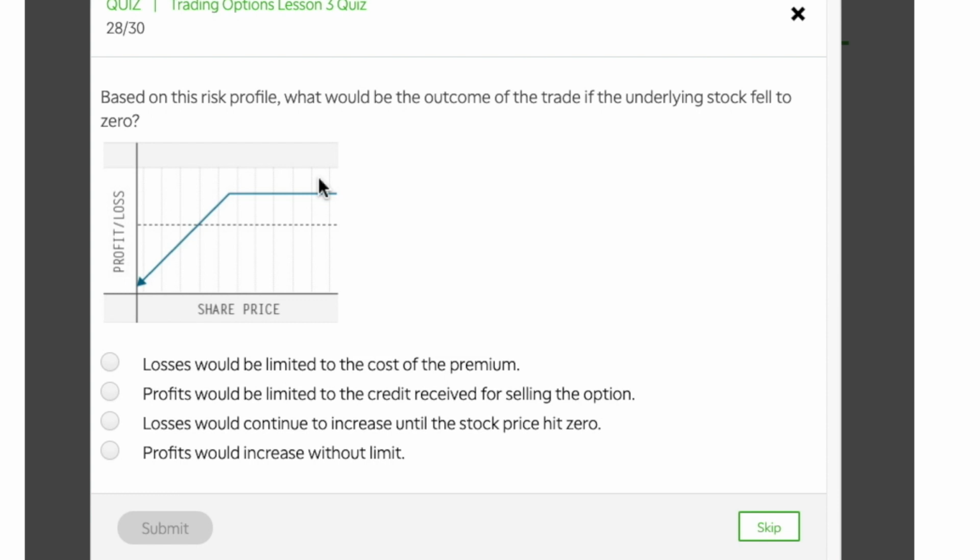Based on this risk profile, what would be the outcome of the trade if the underlying stock fell to zero? If it falls to zero, seems like the losses would increase until the stock price hits zero. Yep.